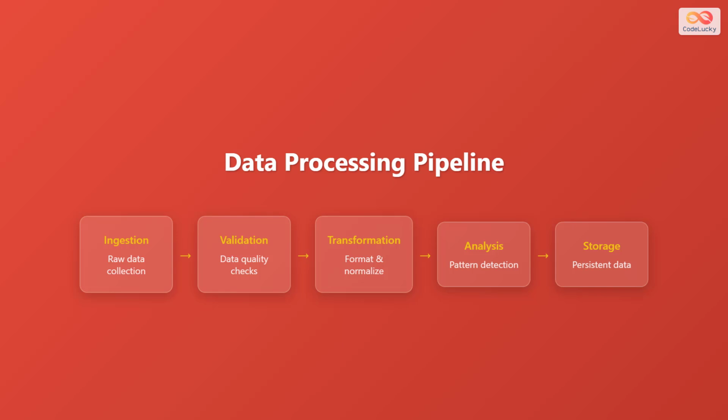Once data is collected, it goes through a processing pipeline. This pipeline consists of several stages. First, there's ingestion, where raw data is collected. Next, the validation stage checks the quality of the data. Then, transformation involves formatting and normalizing the data. After that, analysis is performed to detect patterns and insights. Finally, the processed data is stored for later use.